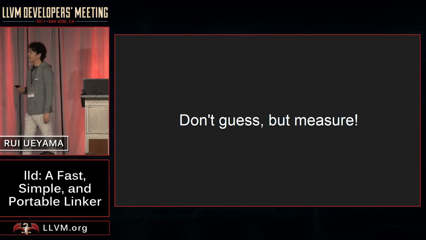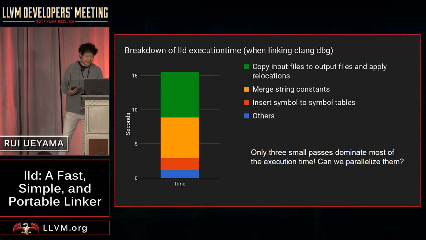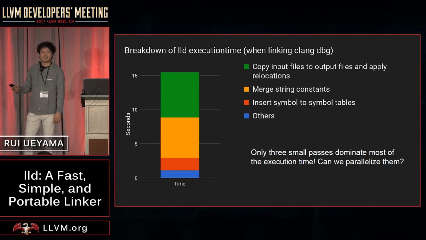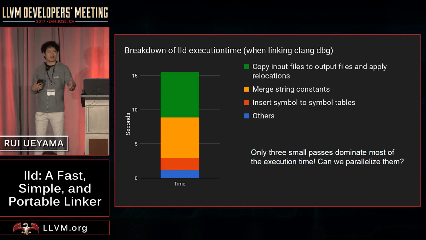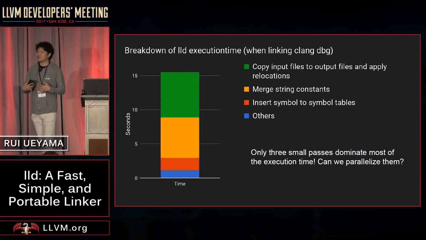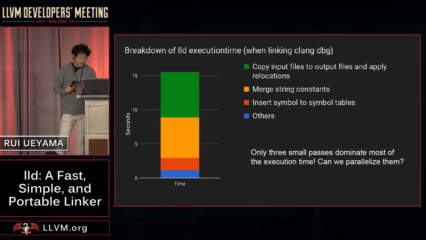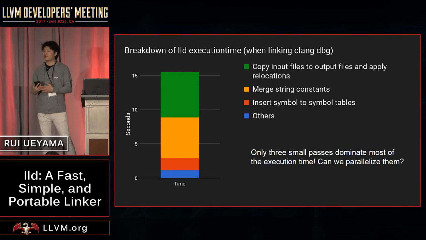Well, which part of the linker takes time? This is a breakdown of execution time. So the green part, as you can see, something like 90% of execution time, is dominated by only 3 factors. The green part is the time to copy data from input object files to the output file and apply relocations. The yellow part indicates the time to merge constant strings. Object files can contain multiple read-only strings, and the linker can and should merge constant strings so that the generated executable doesn't contain duplicate strings, in order to save space. And the red part indicates the time to read object files and insert symbols into the symbol table.